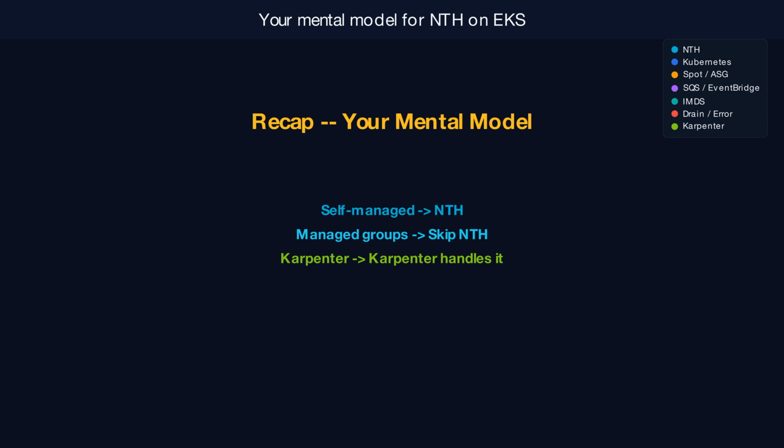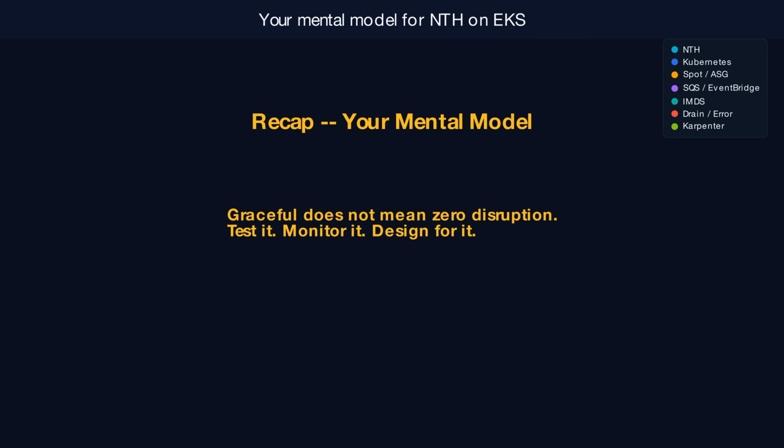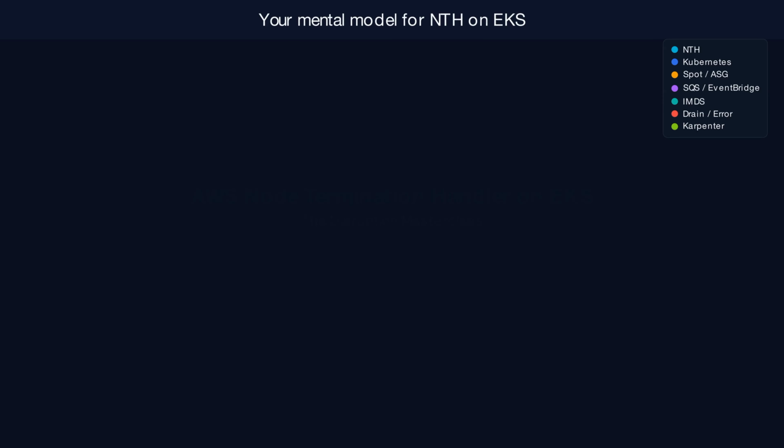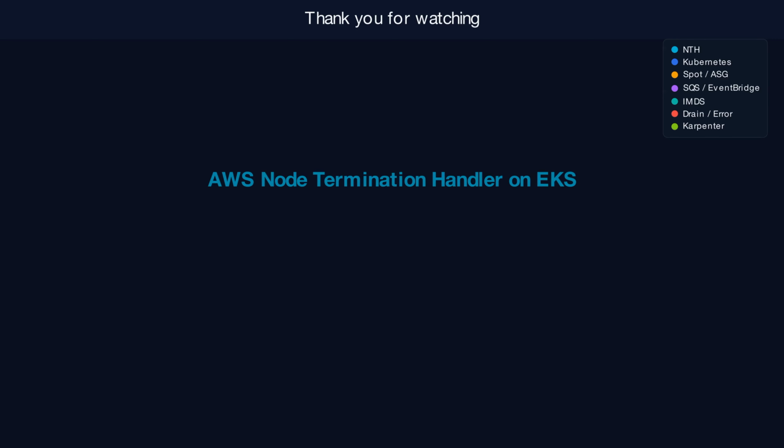Design node interruption handling as a platform capability, not a one-off add-in. Test it with game days. Monitor it with real metrics. And never assume graceful means zero disruption. That is the complete AWS Node Termination Handler story, from the gap between AWS infrastructure events and Kubernetes node lifecycle to a production-grade disruption handling strategy.